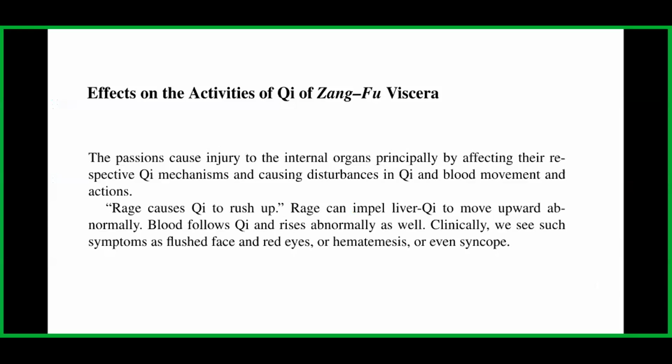Rage causes qi to rush up. Rage can impel liver qi to move upward abnormally. Blood follows qi and rises abnormally as well. Clinically, we see such symptoms as flushed face and red eyes, or hematemesis, or even syncope.